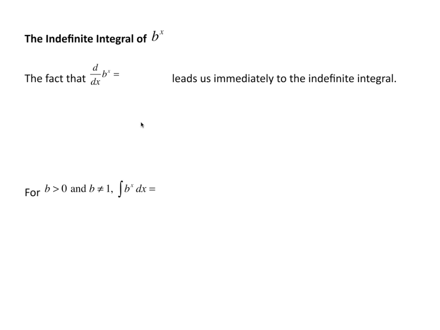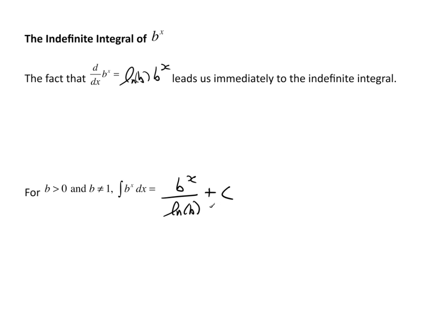So now let's take a look at the indefinite integral of a function of the form b to the x. Now we use the fact that d/dx of b to the x equals ln b times b to the x. Now this leads us immediately to what the indefinite integral must be. So for b greater than 0, and obviously not equal to 1, the integral of b to the x dx must be equal to b to the x over ln b plus that constant of integration.